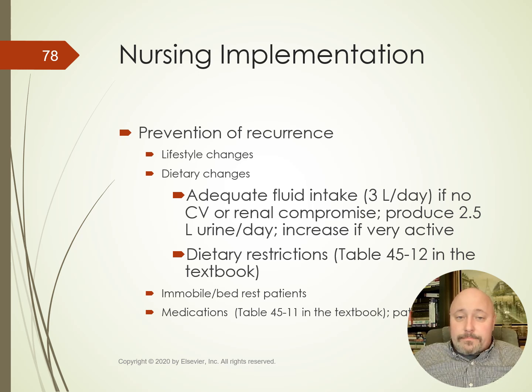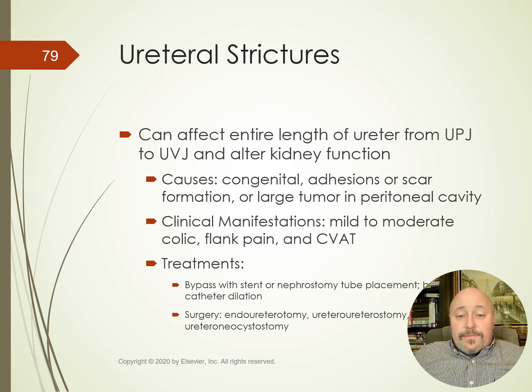active. Ureteral strictures can affect the entire length of the ureter from the upper to the lower, and the causes could range from congenital adhesions, scar formation, or a large tumor in the peritoneal cavity. They're going to clinically manifest for as mild to moderate colic or flank pain.